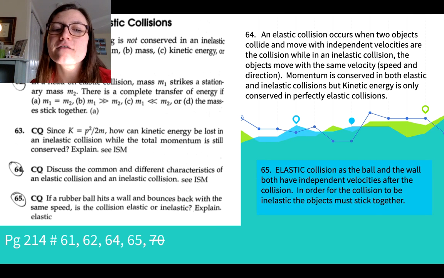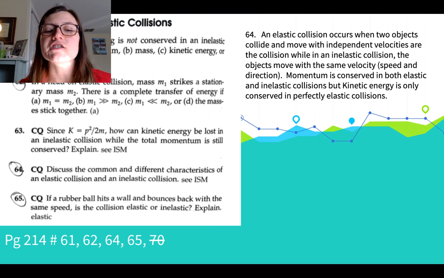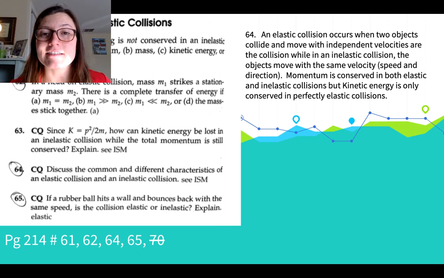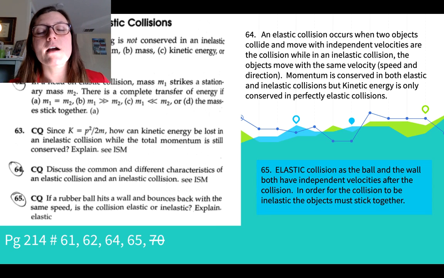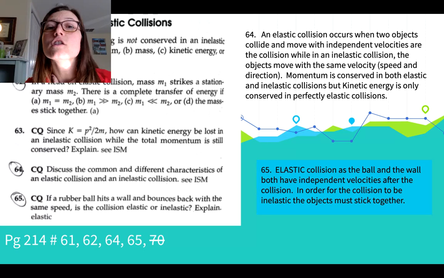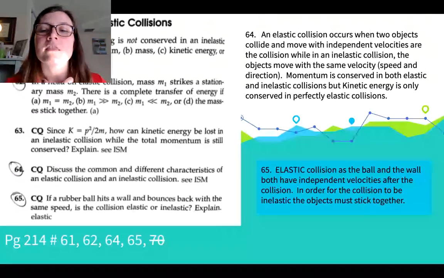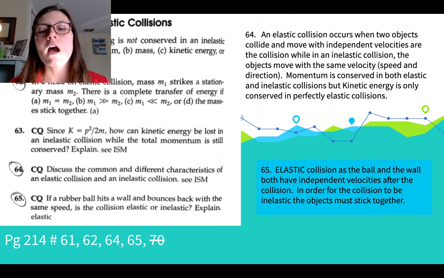Okay, 65. If a rubber ball hits a wall and bounces back with the same speed, is the collision elastic or inelastic? Okay, so inelastic would mean that the ball and the wall have the same velocity after the collision. They'd have to stick together. Okay, that obviously does not happen based on the problem, so the only collision it could be would be an elastic collision. The ball and the wall have independent velocities after the collision, therefore it has to be an elastic collision.